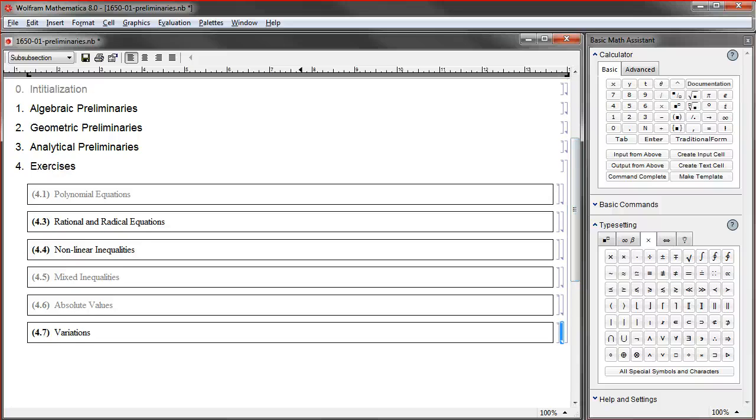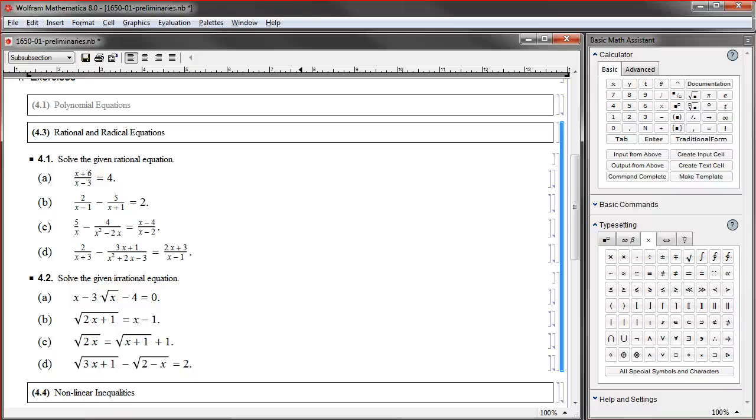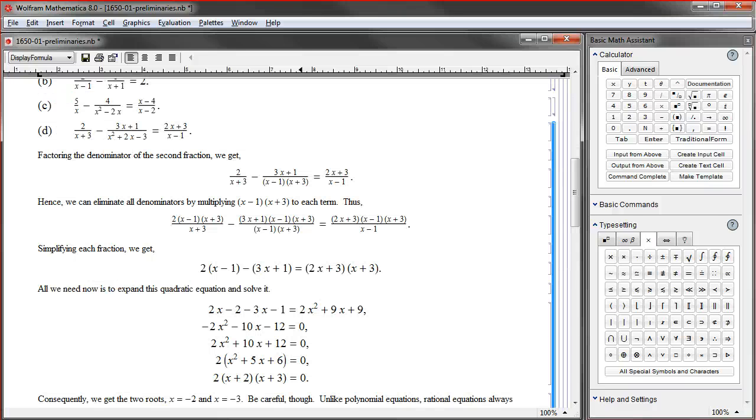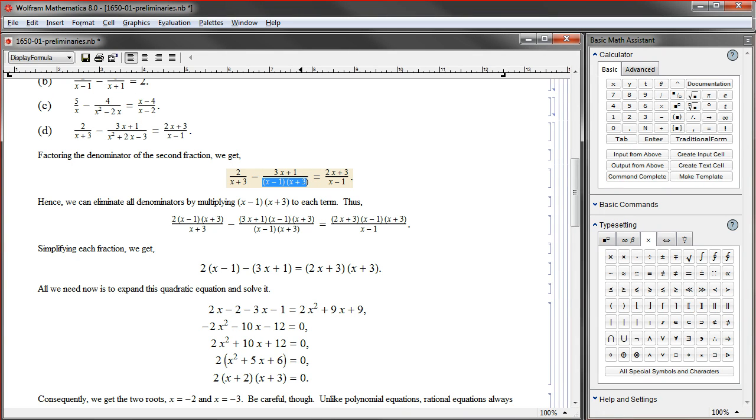So the analytical preliminaries variation part is done, and I'm going to spend the rest of the time talking about some equations where we have to consider extraneous solutions. Let's consider this kind of rational equation, and how do we deal with it? Well, the very first step is to kill off all the denominators simply by multiplying by this big one, which is actually x plus 3 times x minus 1. What am I talking about? After factorization, the middle denominator is actually the first denominator times the last denominator, so multiply that to each term.